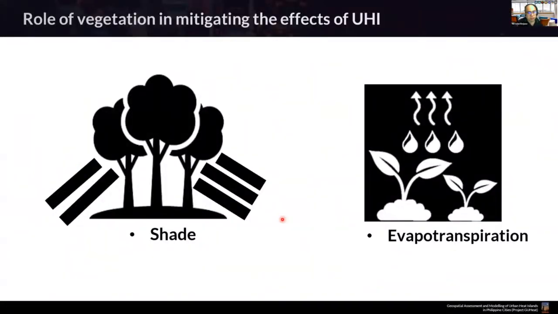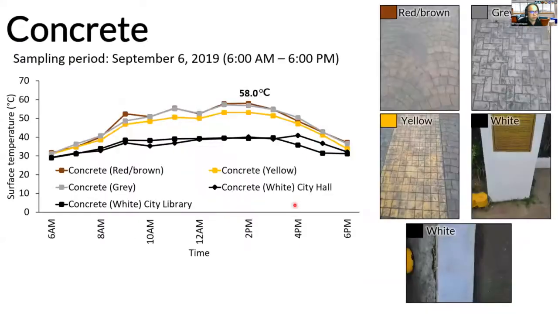Vegetation like grass, bushes, trees, and mangroves play a significant role in reducing LST through the provision of shade that blocks solar radiation and through evapotranspiration that cools off the surroundings via evaporation of plant moisture. For concrete, we sampled 4 different colors. We got brown, gray, white, and yellow.